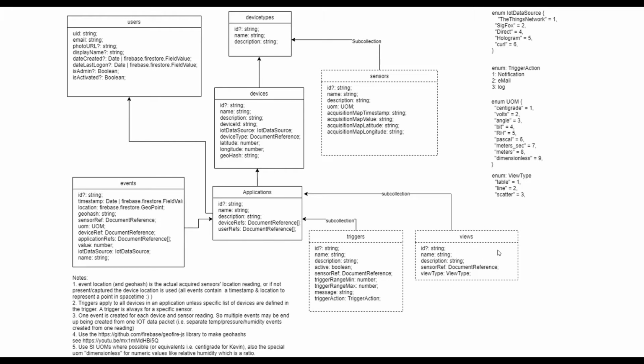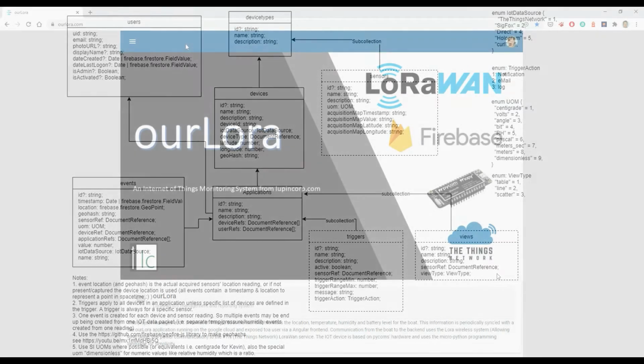Same thing with views. So to allow views on data, you may want to see the trends and say temperature over the last day or the last week. So views is where those different views into IoT data events are defined. That's how these are put together.